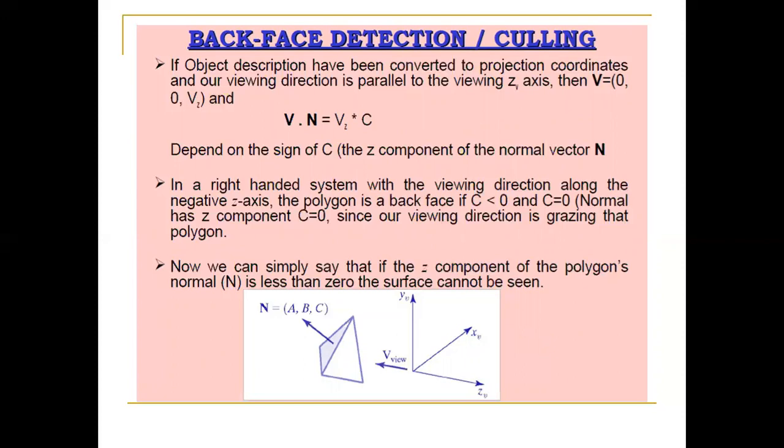So any vector which is perpendicular to the surface is called the normal vector. So we have to consider the dot product of v and n, right? So v dot n will be equal to, what is your viewing direction? I am trying to view from the z-axis, so it is vz times c. Here c is a variable, which is very, very important.